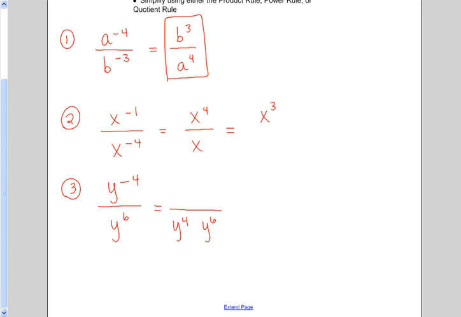Now what am I going to put on the top? Well, there is an understood 1 that's there in front that I could keep. So sometimes you have to look at each variable individually. So I only moved that one that had that negative exponent. Now I can simplify. So it would be 1 over y to the 4th times y to the 6th. So I'm going to use the product rule, which gives y to the 10th. Add your exponents. So it would be 1 over y to the 10th.